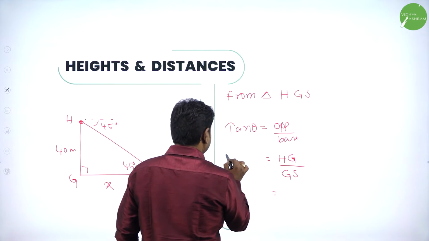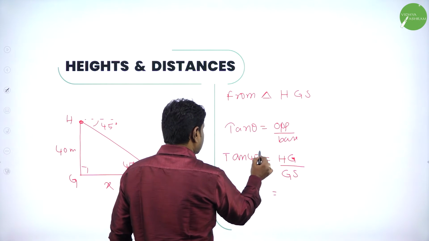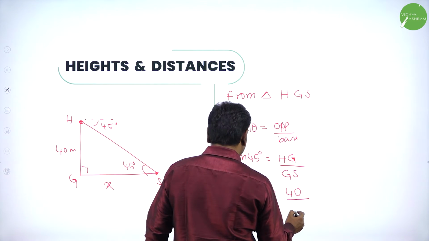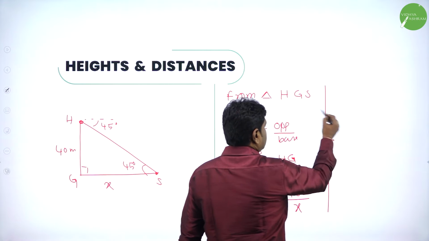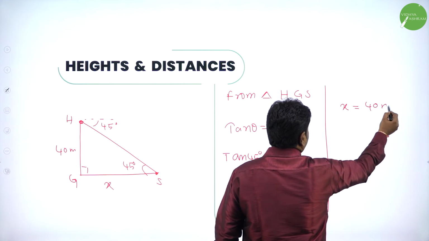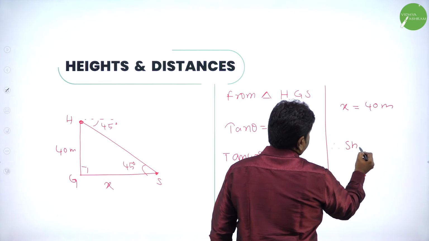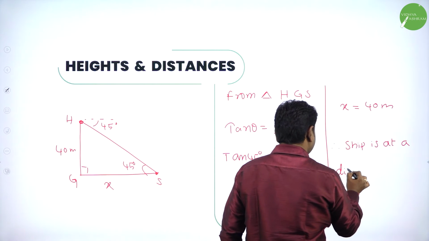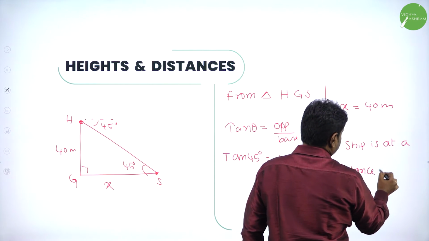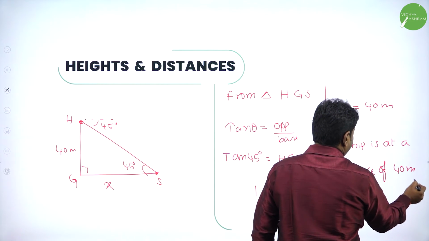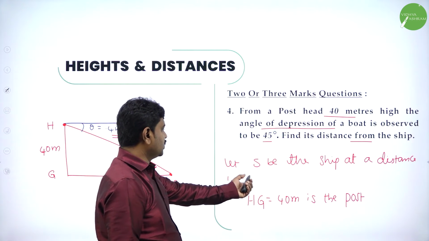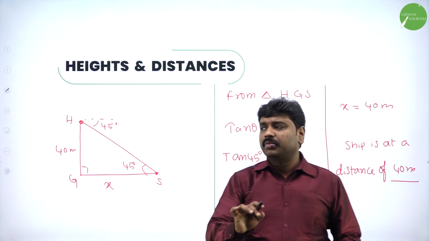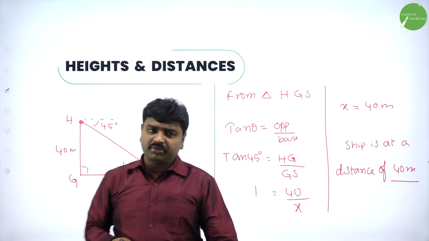So now they gave tan 45 degrees. Tan 45 is 1, HG that is 40 meters, and GS that is x. Rearrange it. So x into 1 becomes x. X is equal to 40. So therefore the ship is at a distance of 40 meters. That's it. Got x value. What is x we assumed? Distance of the ship, and we got it. But again, I'm repeating, if you want to solve any problem, the basic is the diagram. If you can draw a diagram, you can solve it.